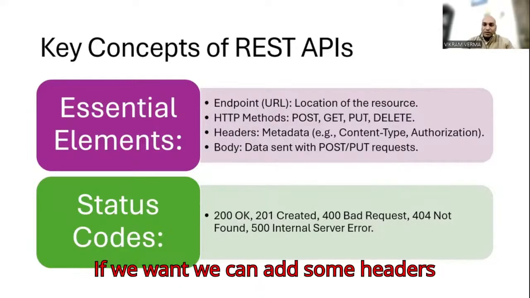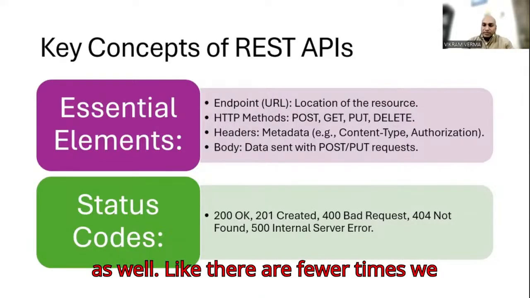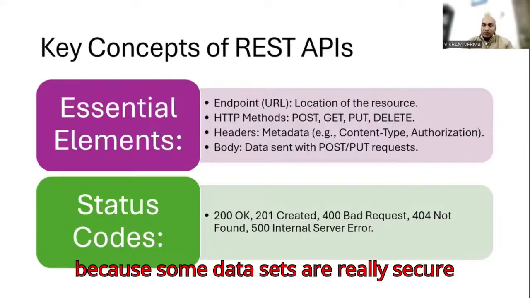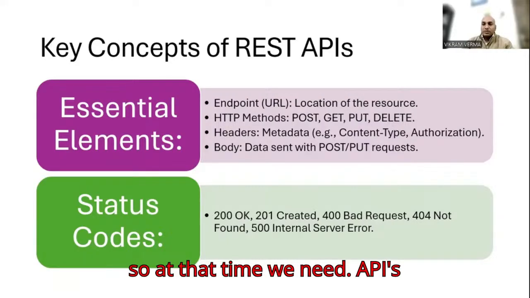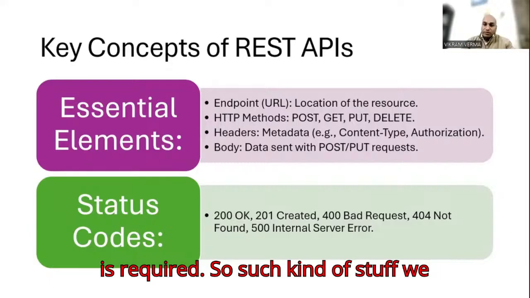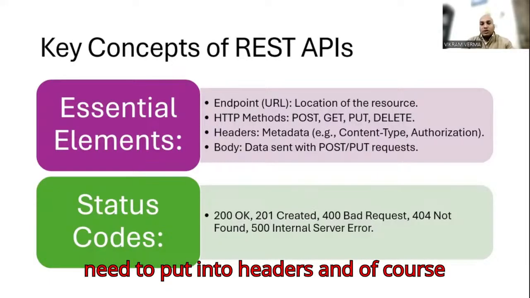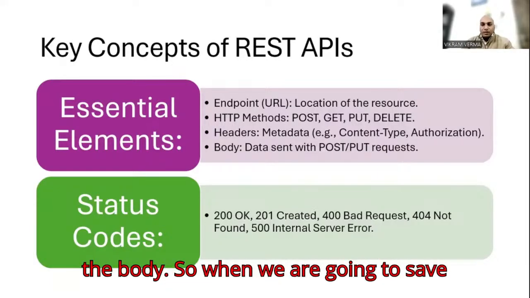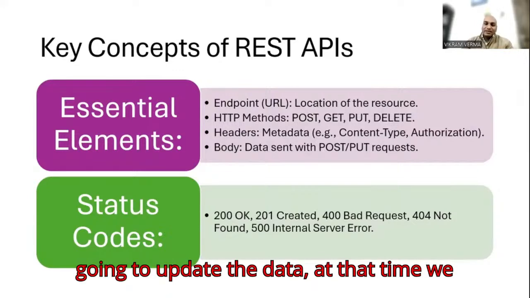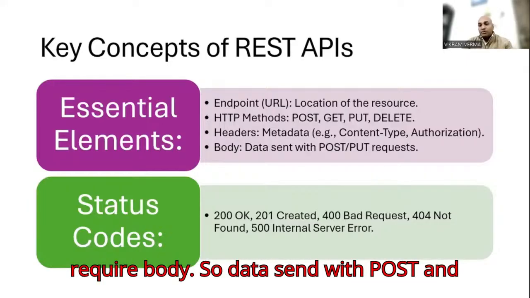If we want, we can add some headers as well. There are a few times we need an API key for getting the data, because some data sets are really secure. So at that time we need API keys, authorization is required, content type is required. Such kind of stuff we need to put into headers. And of course the body. When we are going to save the data and when we are going to update the data, at that time we require a body.